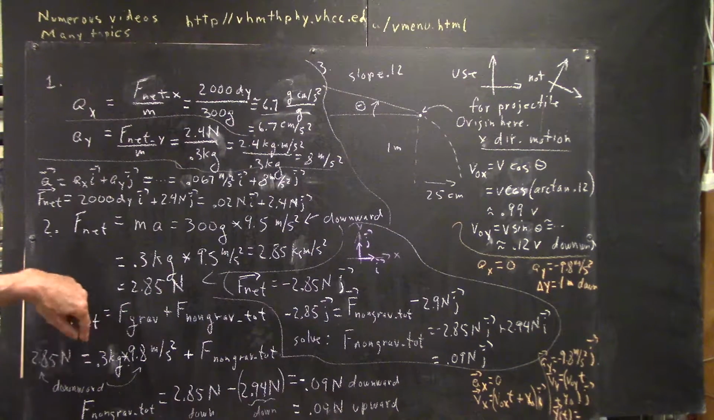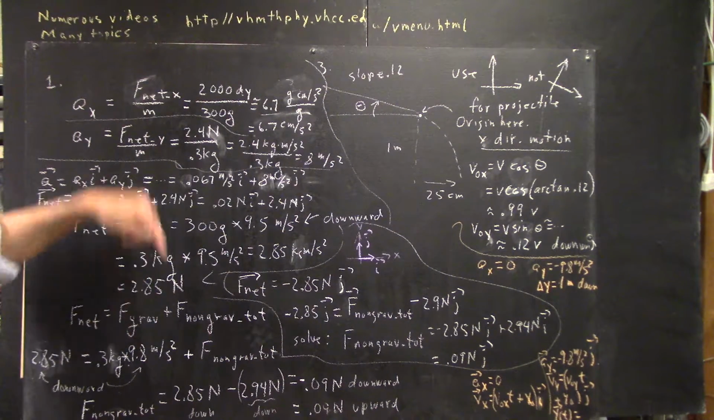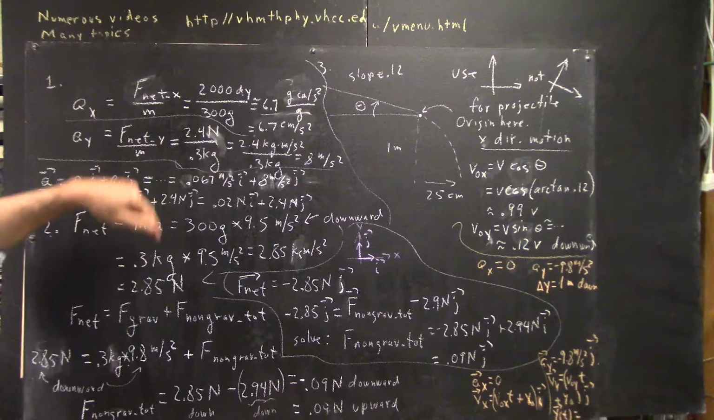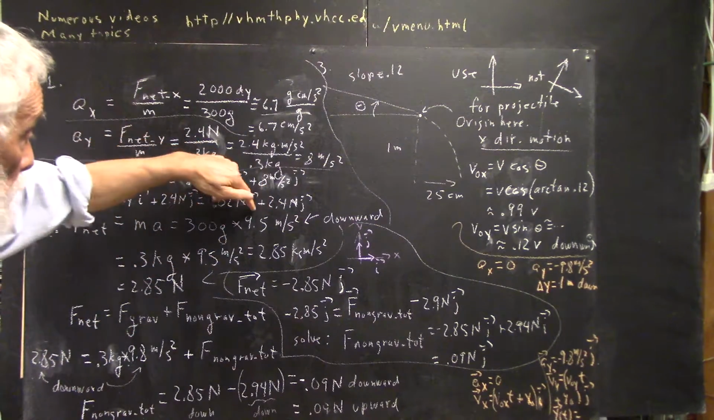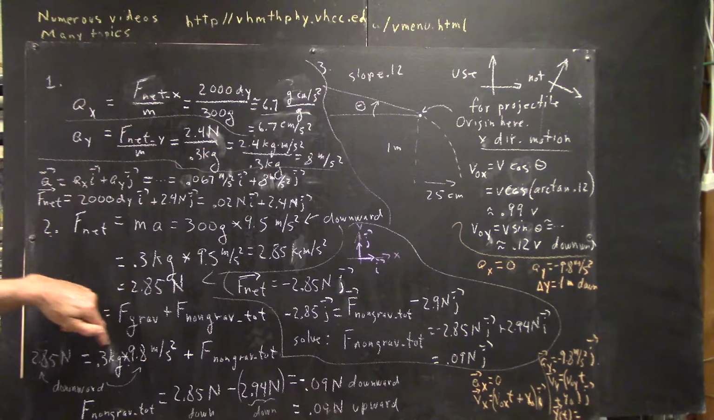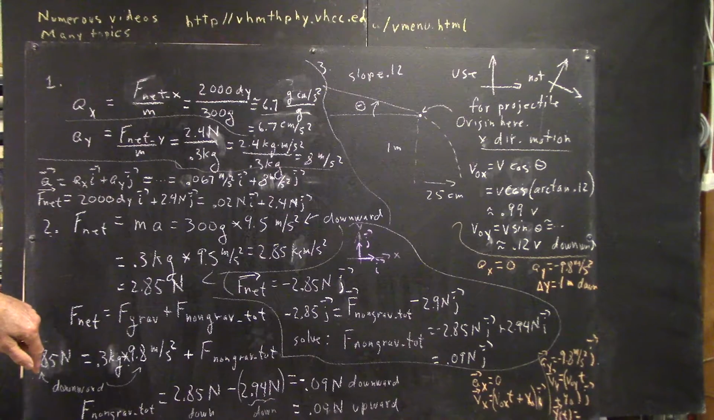Now again, this is downward because gravity accelerates things at this rate downward, and because we used a downward acceleration to get our net force, it is also downward. So we have to be careful about what's upward and downward. Okay?